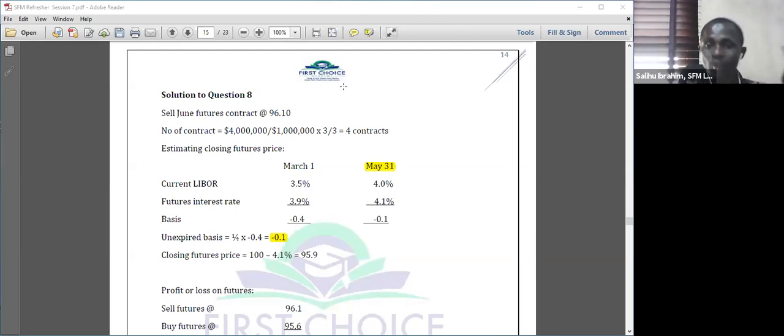From March 1 to June 30th is how many months? 4 months. From 31st of May to June 30th is 1 month. So as at 31st of May, 1 month is left unexpired, 1 month out of 4.